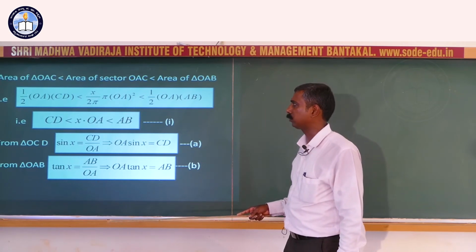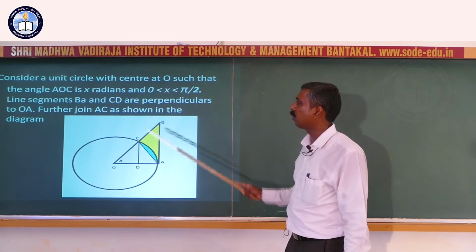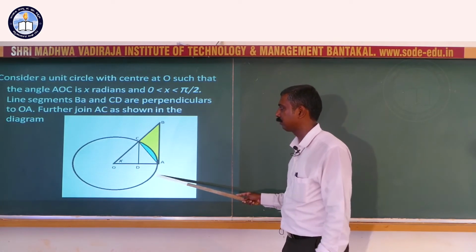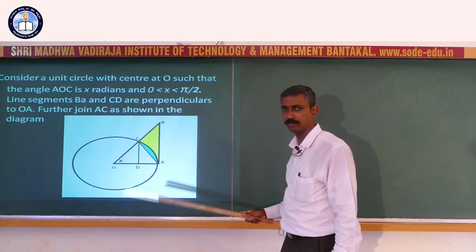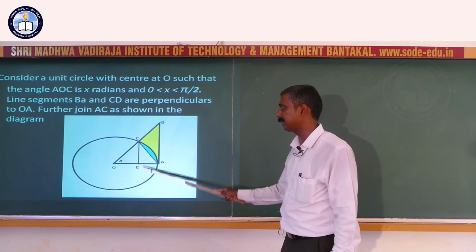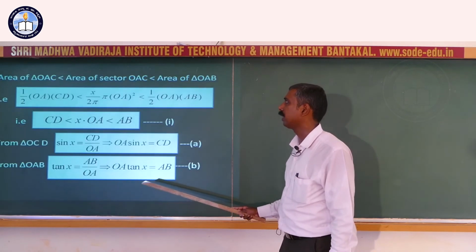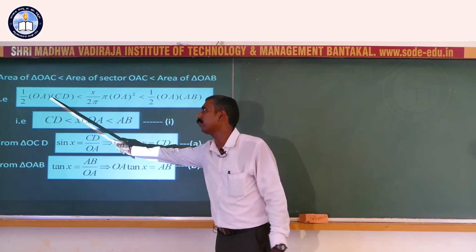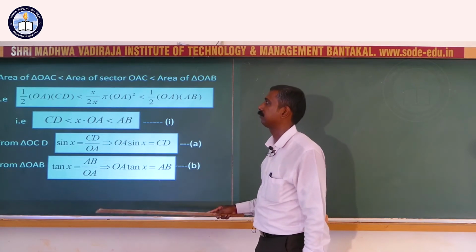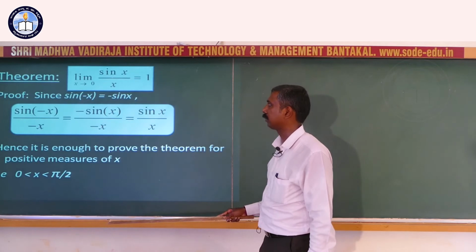Now, let us go back to the diagram again. What is the area of the triangle AOC? The area of the triangle AOC will be half base into height. So, what is the base? Base is OA, height is CD. So, we have half OA, base, into height CD, which is less than the area of the sector.